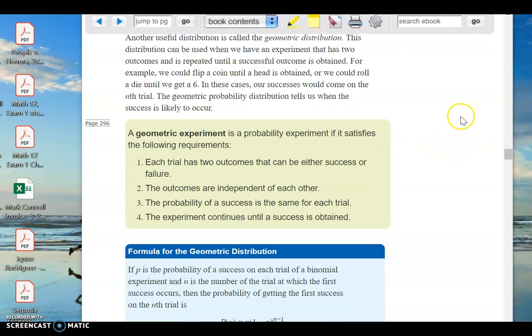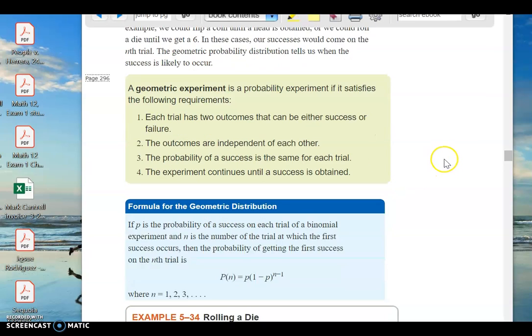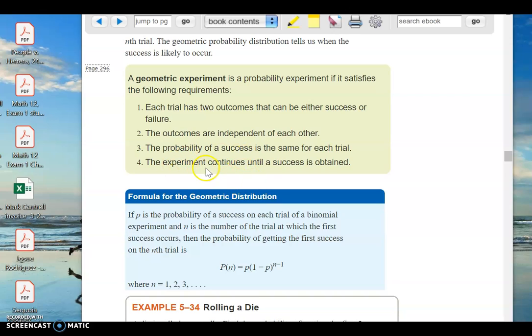In these cases, our successes would come on the nth trial. Nth is just which trial was it? Was it the first, the second, the third, the fourth, whatever it happens to be, okay? So a geometric experiment is a probability experiment, and here are the requirements. You have the 2 outcomes, either success or failure. They're independent. Probability of success is the same thing that we've had before, but here's the one difference. The experiment continues until a success is obtained.